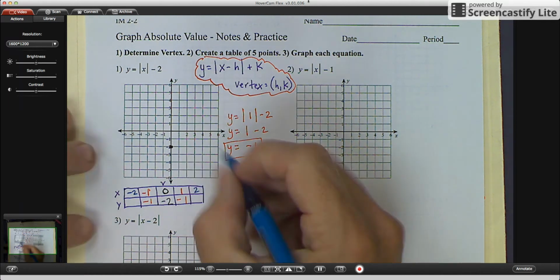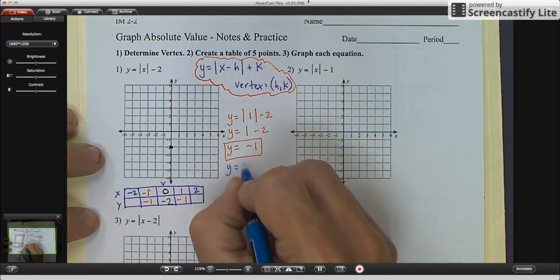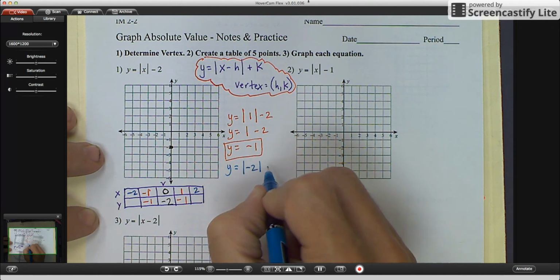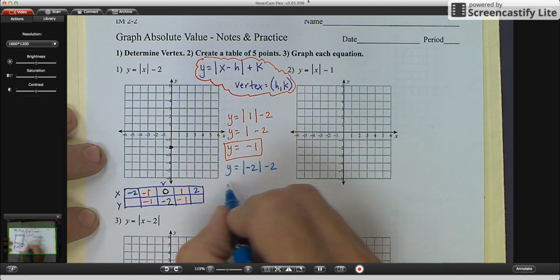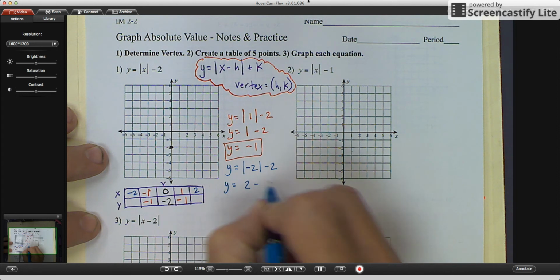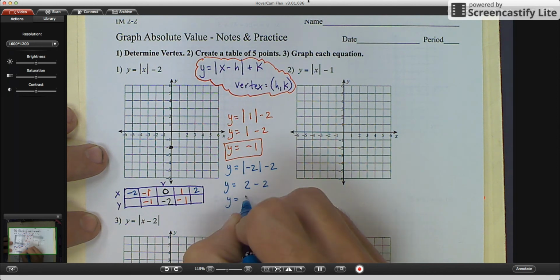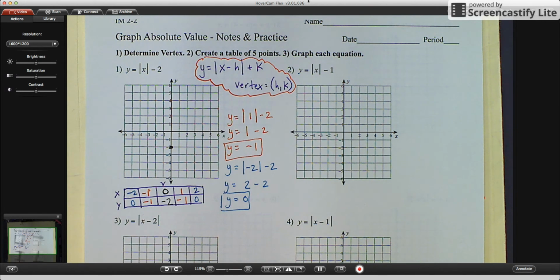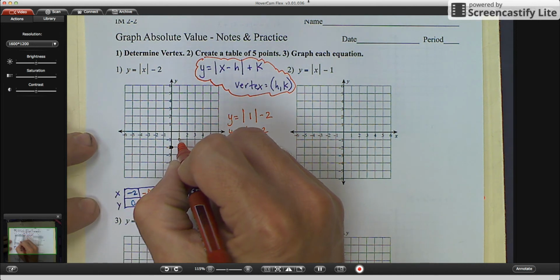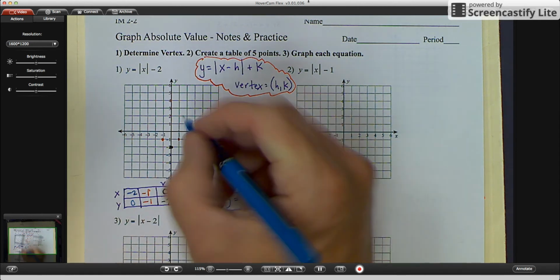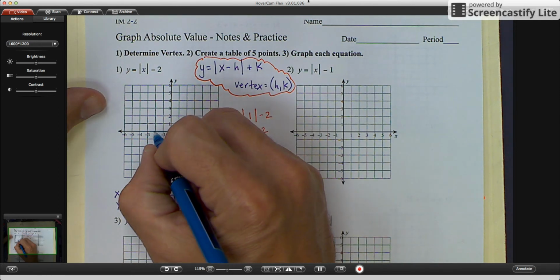I'm going to show you the example for the second one. Y equals the absolute value of, I'm going to select negative 2 as opposed to positive 2, the absolute value of negative 2 minus 2, just to show you the difference. So what is the absolute value of negative 2? Well, it's 2. Subtract 2, y equals 0. So 0 and 0. Now I'm going to graph those 4 points. So positive 1, negative 1, negative 1, negative 1. And then I will graph positive 2, 0, and negative 2, 0.